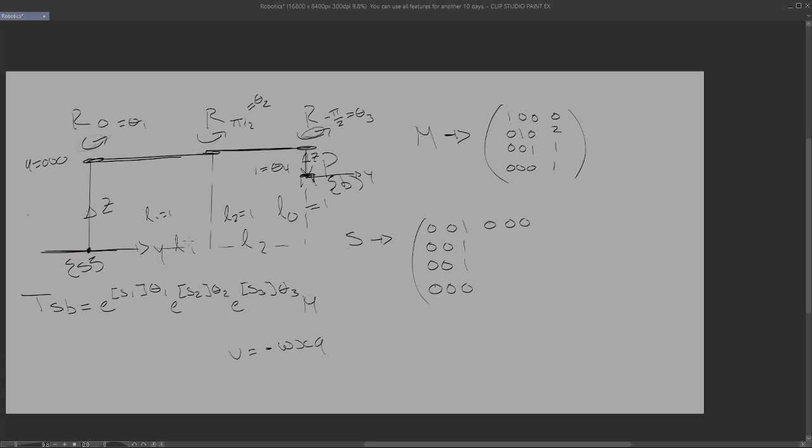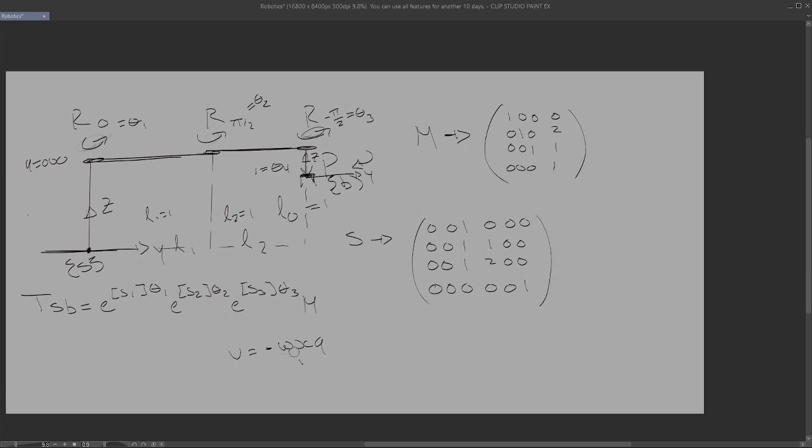Now, the second joint is at a distance of 1. So V is going to be 1, and given the cross product, it's just going to be 1, 0, 0. Same with 3, but with an additional 2, it's going to be 2, 0, 0. And given this is prismatic, 0, 0, 1.